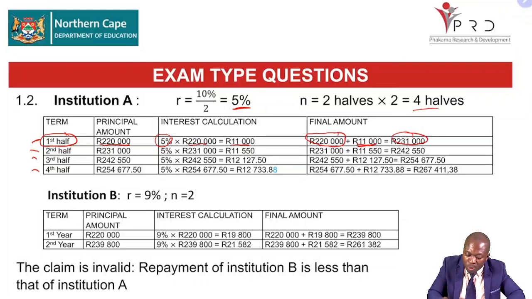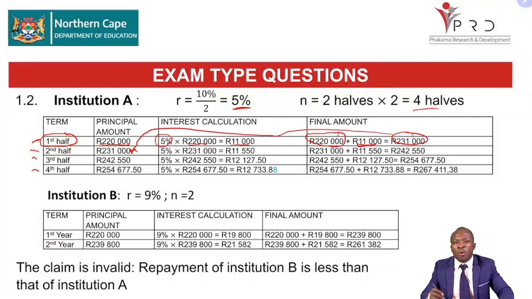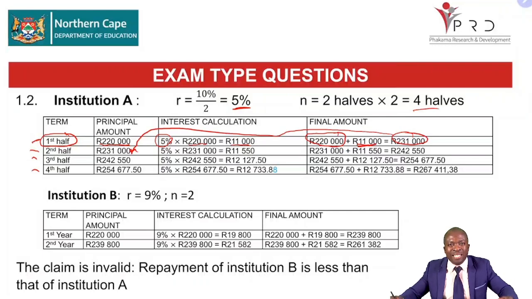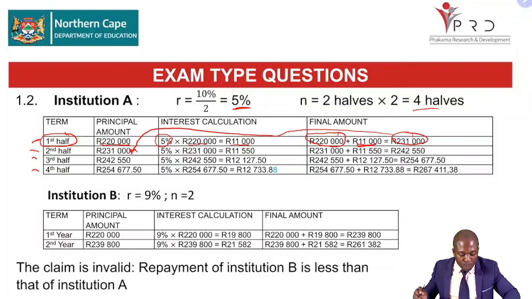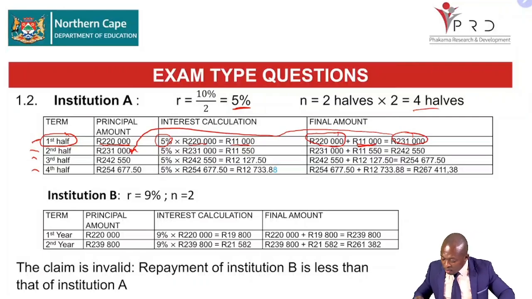Can you confirm with me quickly for the second half year? So we have now, we bring that 231,000 here. That is the one we are going to start with. Why are we doing that? Because we are working with compound interest. What are we working with? Compound interest. So the 231,000, then you repeat the same process. Can we work 231,000 times 5 divided by 100?